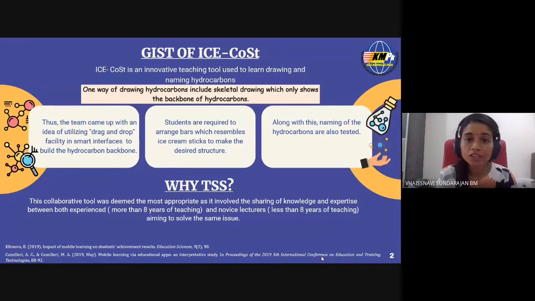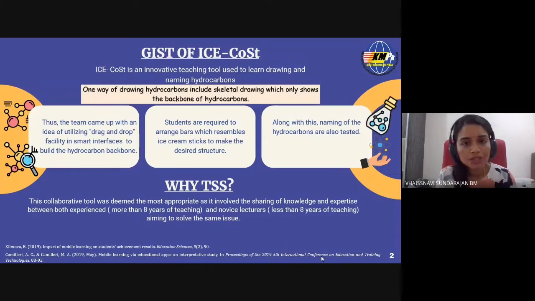Hydrocarbons can be drawn in three ways, but one way of drawing hydrocarbons is the skeletal drawing, which only shows the backbone of hydrocarbons. Thus, our team came up with an idea of utilizing the drag and drop facility in smart interfaces to build the hydrocarbon backbone. Students are required to arrange bars in the shape of ice cream sticks to make the desired structure, and along with this, the naming of hydrocarbons is also tested.